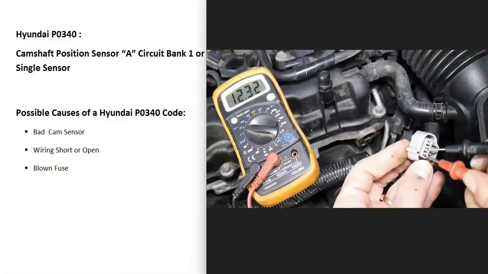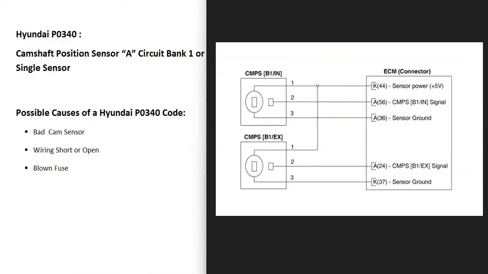On older Hyundais, there were two wire ones. Most Hyundais are going to have three wire ones. On some newer ones, they're going to be four wires. Again, it's going to vary. It's going to depend on the year, the engine type, things like this. But three wire ones are pretty common.